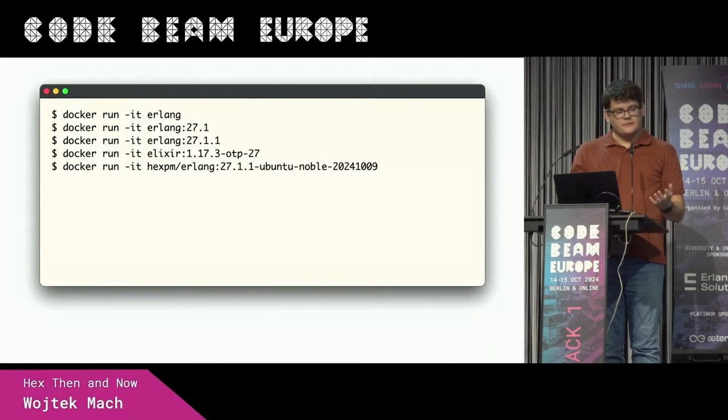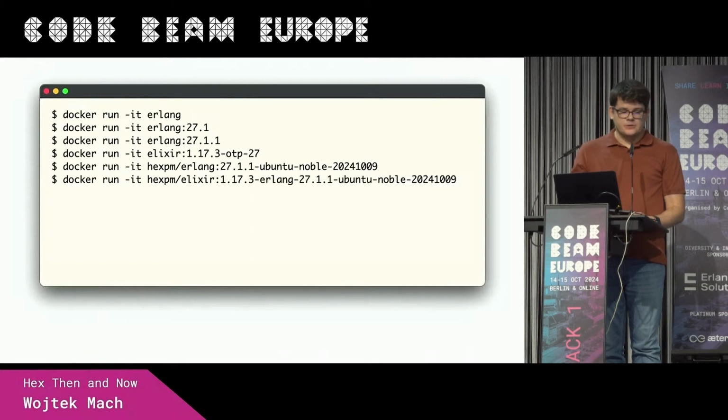So here we have hexpm/erlang 27.1.1, and then the exact version of Ubuntu. And this tag is never going to be changed. This is immutable. And then we have the same thing for Elixir: the exact version of Elixir, of Erlang, and of the operating system. So this was very well received by the community. I think it solved a real problem that people had, but there is maybe a little bit of a caveat.